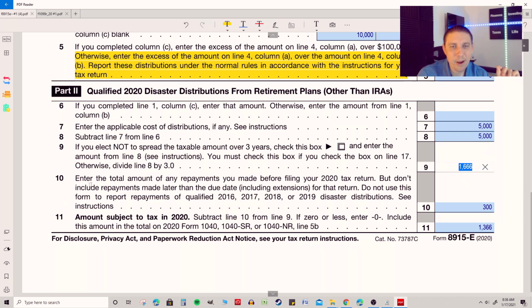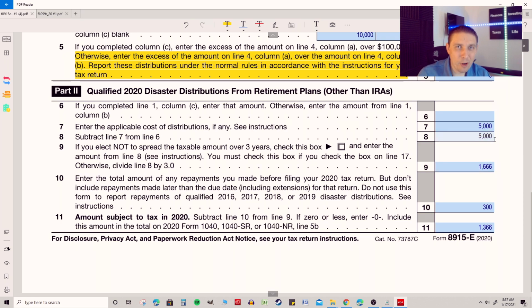You're going to get this amount, and then on line 10, enter the total amount of any repayments you made before filing your 2020 tax return, but don't include repayments made later than the due date, including extensions, for that return. Do not use this form to report repayments of qualified 2016, 17, 18, etc. disaster distributions. It says see instructions. Let's pretend you recontributed $300 back to your retirement plan because you took the money out and realized you don't need it all, so you put some of it back in.